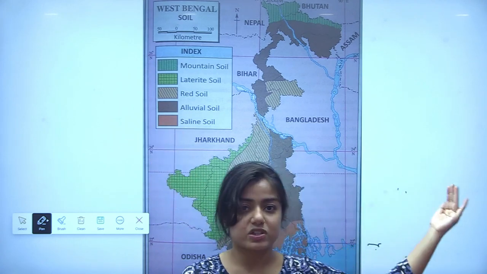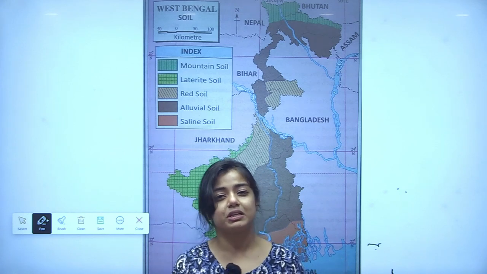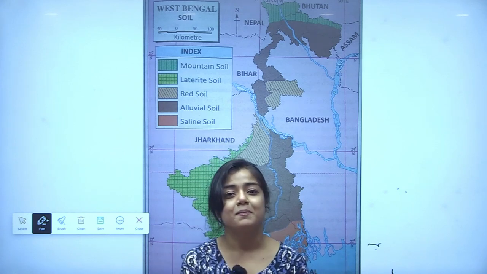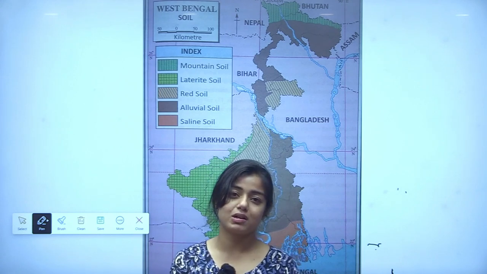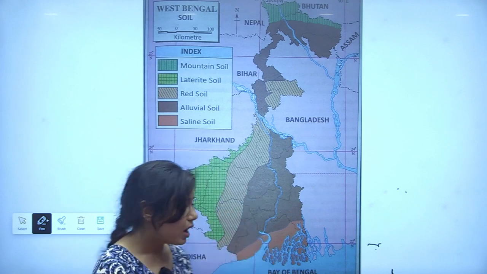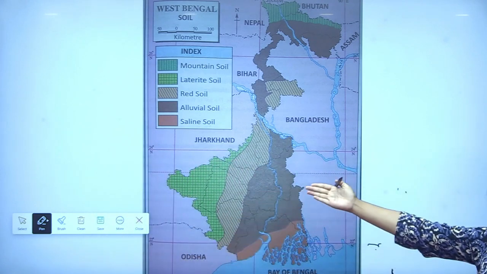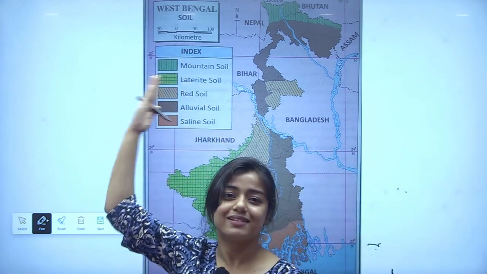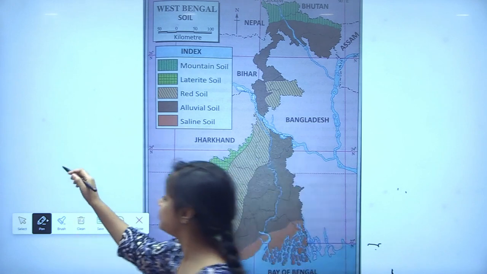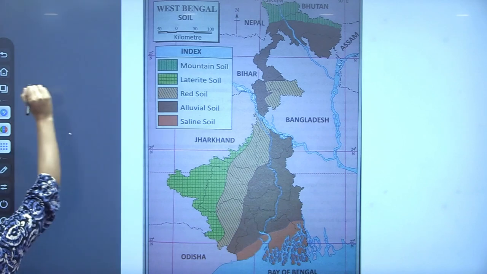So if you people just memorize the map, no matter whichever district I give you, you will be able to tell that district is composed majorly of what type of soil. For example, if I tell you randomly that Purulia is composed of which type of soil, answer is there, right? So please refer map while studying geography. Now let's go back to our PDF.